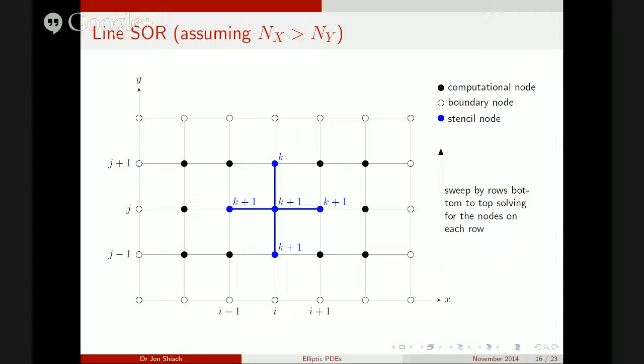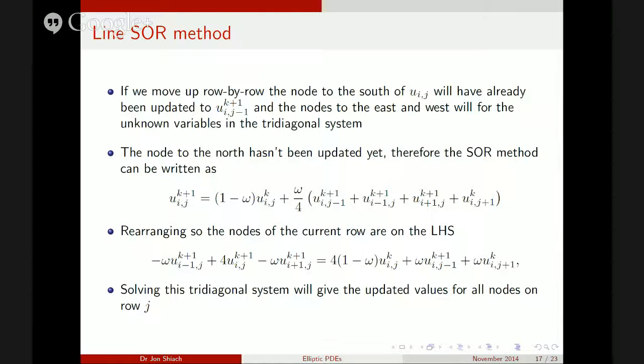Okay, so with that in mind, if we move up row by row, Uij would have already been updated to k+1. So the node to the south would have already been updated. The nodes to the east and west will be our unknown variables, which we need to solve. The node to the north hasn't been updated yet.